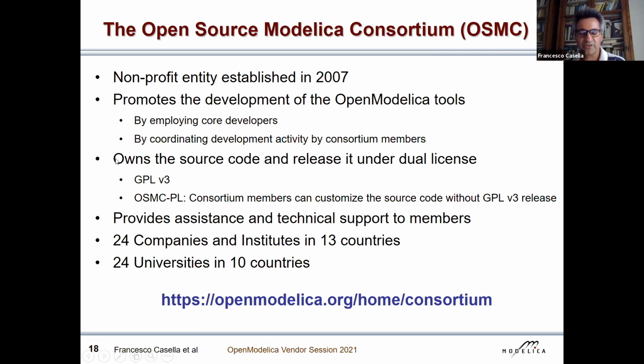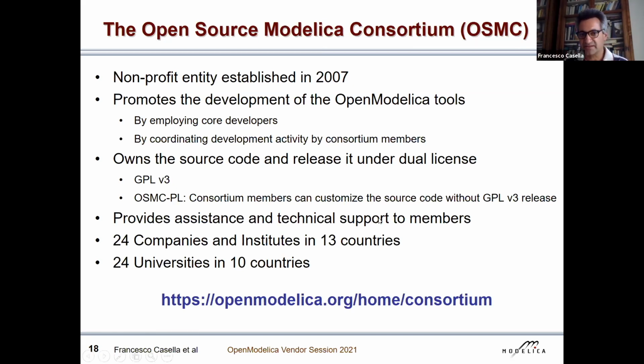The consortium owns the code, so the code is owned by this non-profit organization, and it is released under a dual license, so either as GPL, which is open source, or with a closed source license that allows consortium members to customize the source code and redistribute it to their customers or partners without the limitations of the GPL free release.